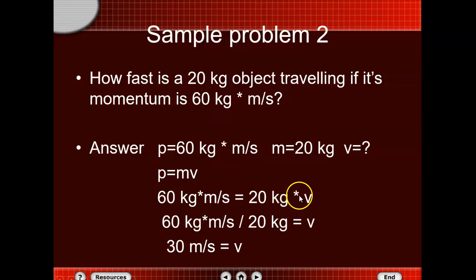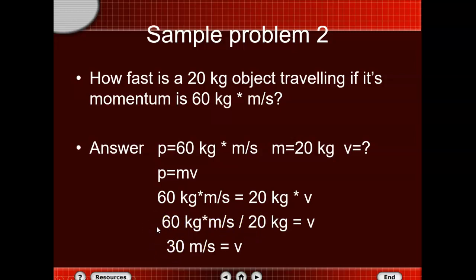So I need to get V by itself, so I'm going to divide both sides by 20, which is what's shown down here. So 60 kilograms divided by 20 kilograms is actually not 30. It's actually 3 meters per second. There is a typo on this slide. This should be 3 meters per second. 60 divided by 20 is 3, not 30.